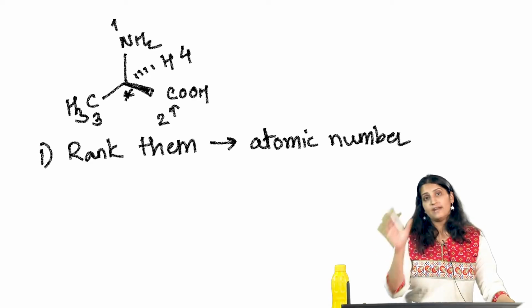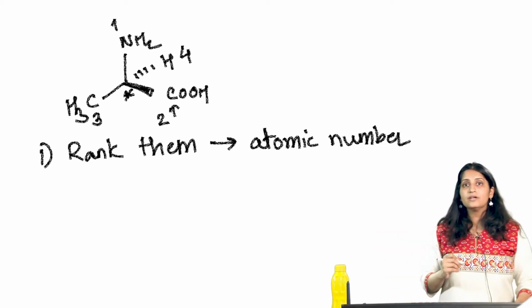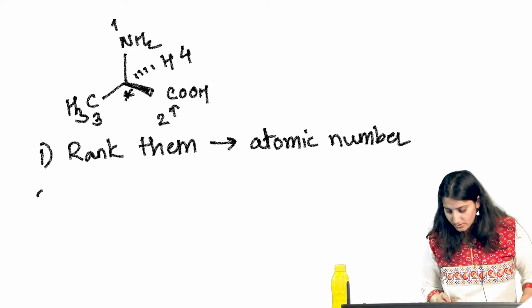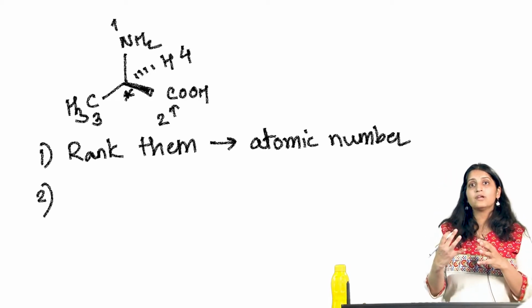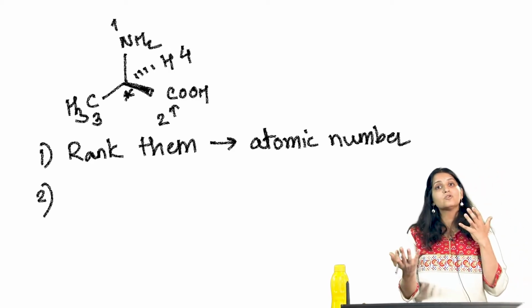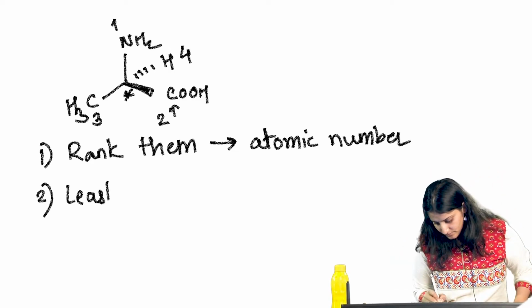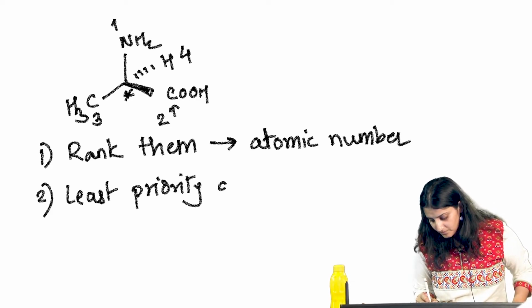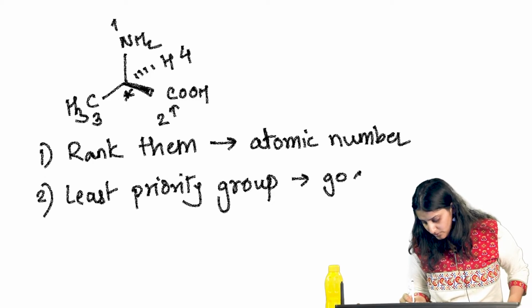Now, once you have ranked all the attachments to a chiral carbon, what we are going to do is arrange, or look at, the molecule such that the least priority group goes away. Okay. So, this is one of the key steps. The least priority group should go away from you.